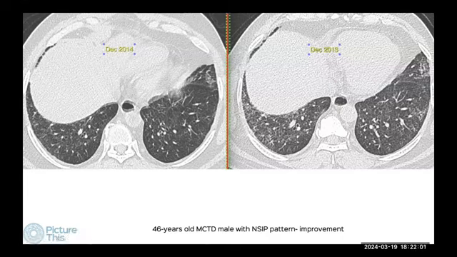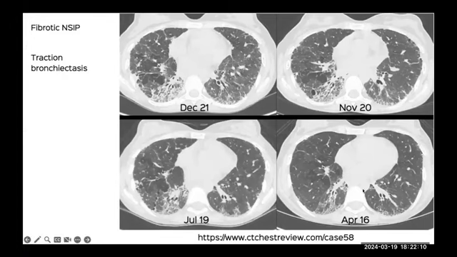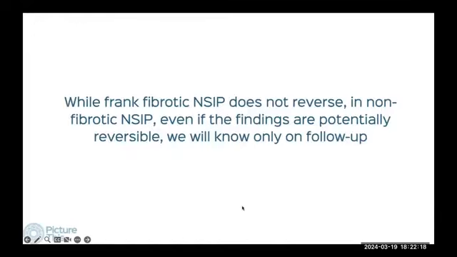Now, if there is frank traction bronchiectasis and architectural distortion, that's not going to improve. But in the early stages, a lot of this is potentially reversible. And we come back to that case of scleroderma ILD from 16 to 21, where there was absolutely no improvement at any stage.